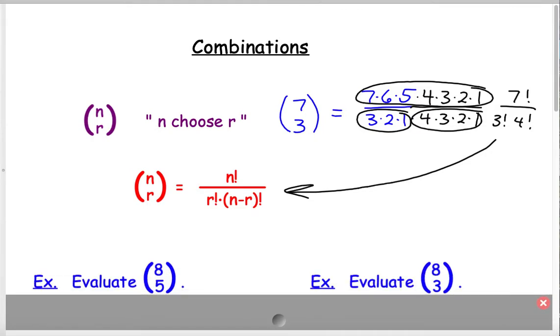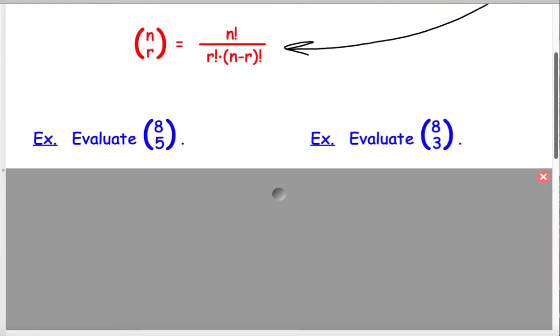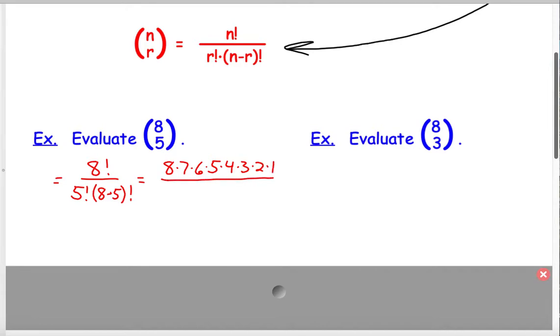All right, so let's try a few. I'd like you to evaluate 8 choose 5. So let's follow the rule. It's 8 factorial over 5 factorial times 8 minus 5 factorial, which is 3 factorial. So that's going to equal 8 times 7 times 6 times 5 times 4 times 3 times 2 times 1 over 5 factorial, 5, 4, 3, 2, 1, and then 3 factorial, 3, 2, and 1.